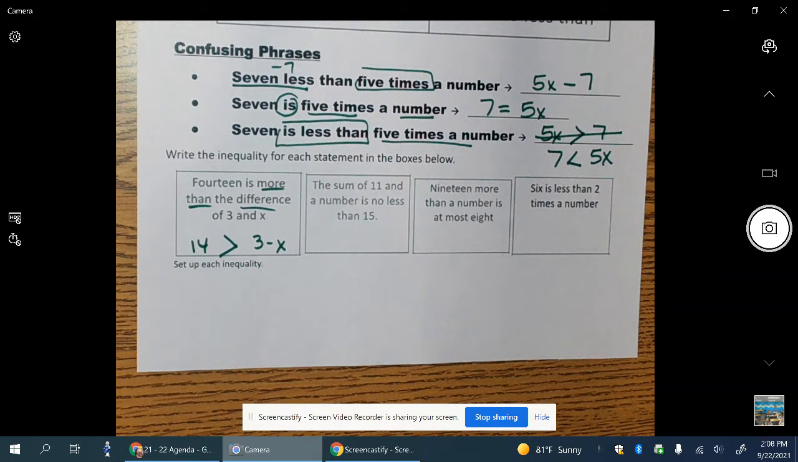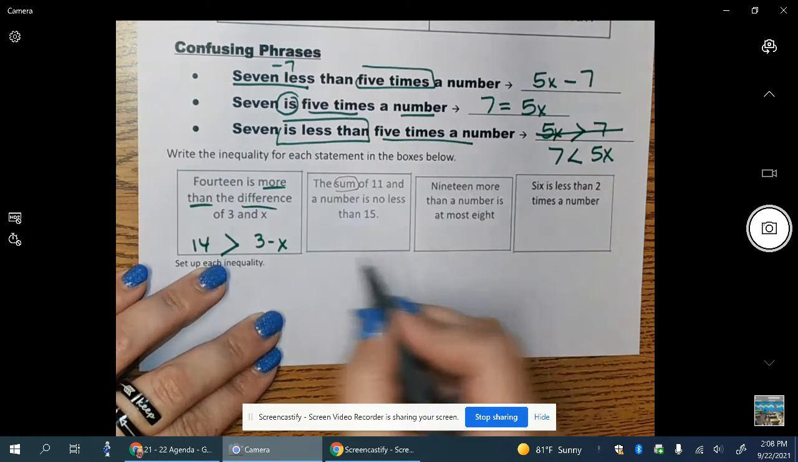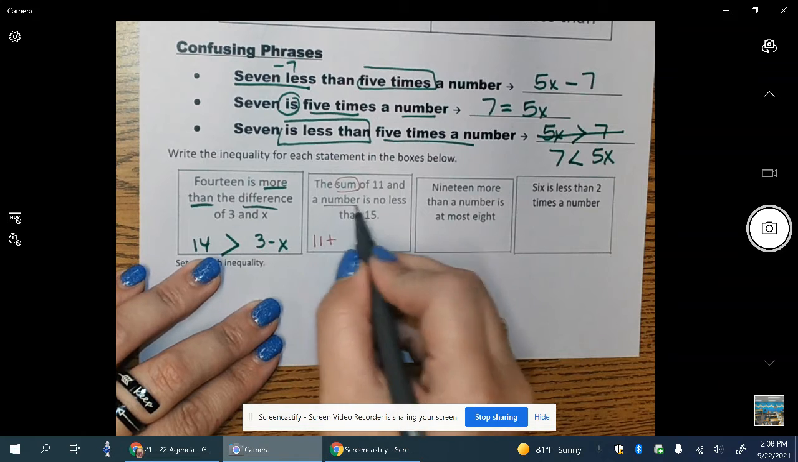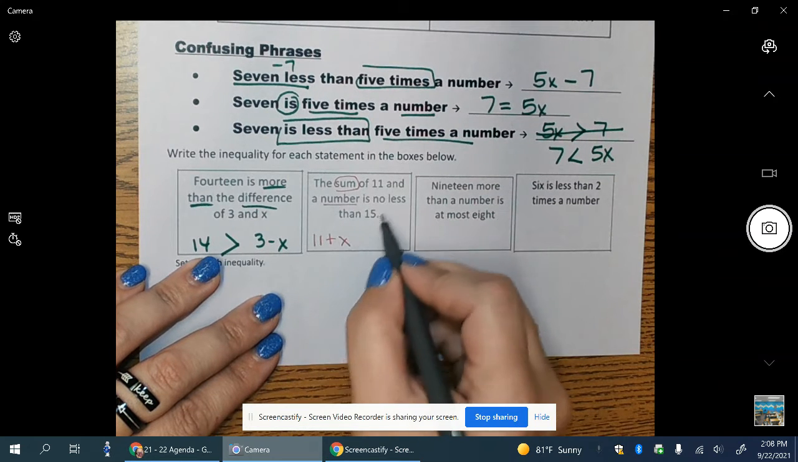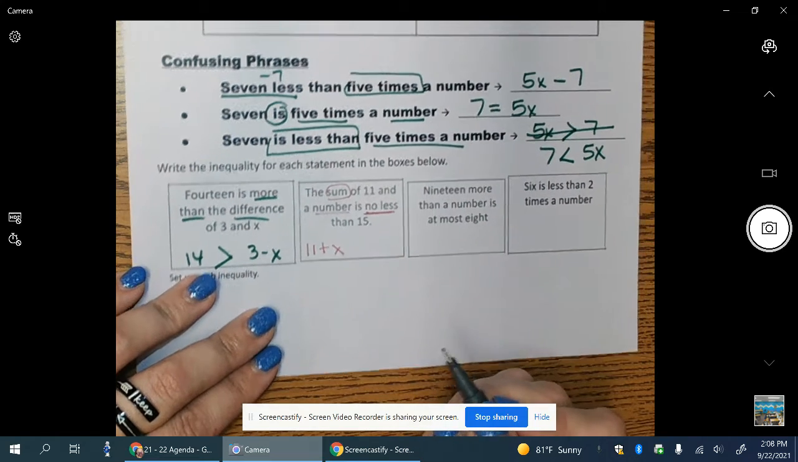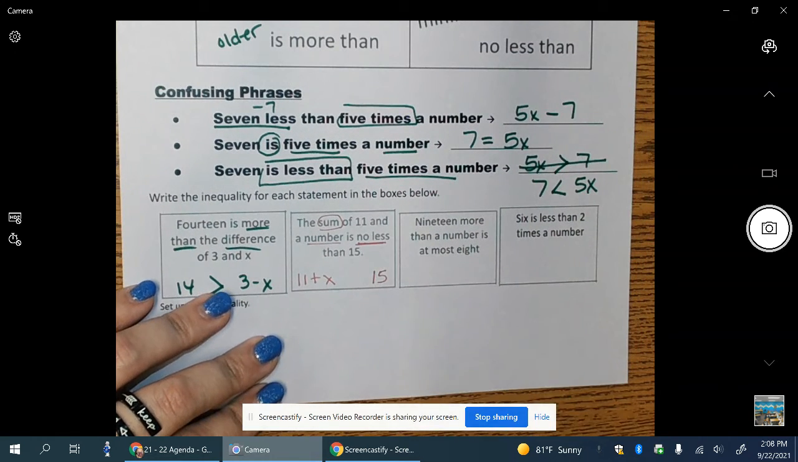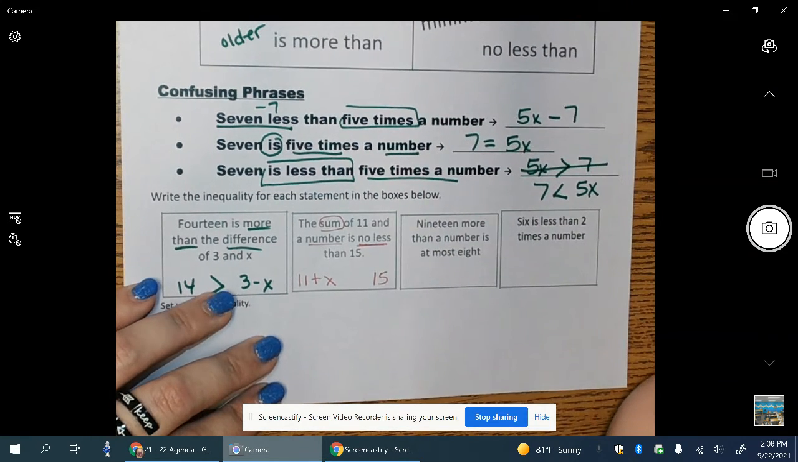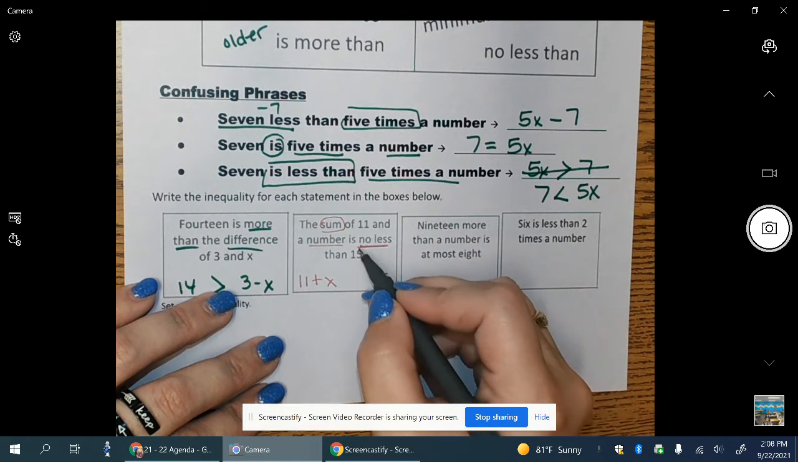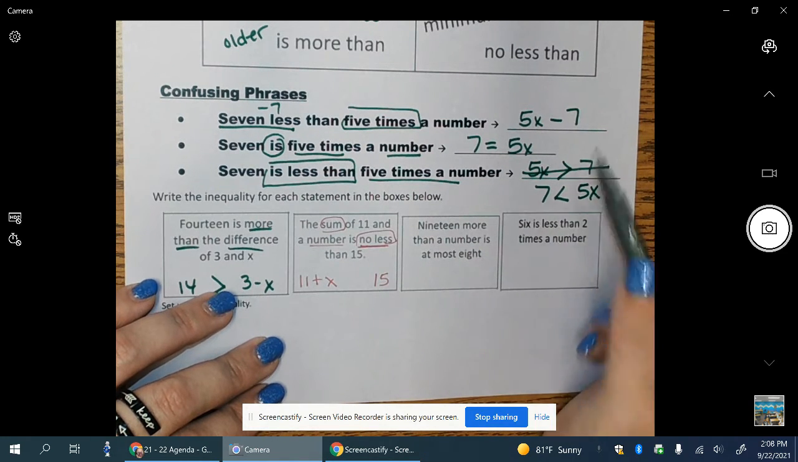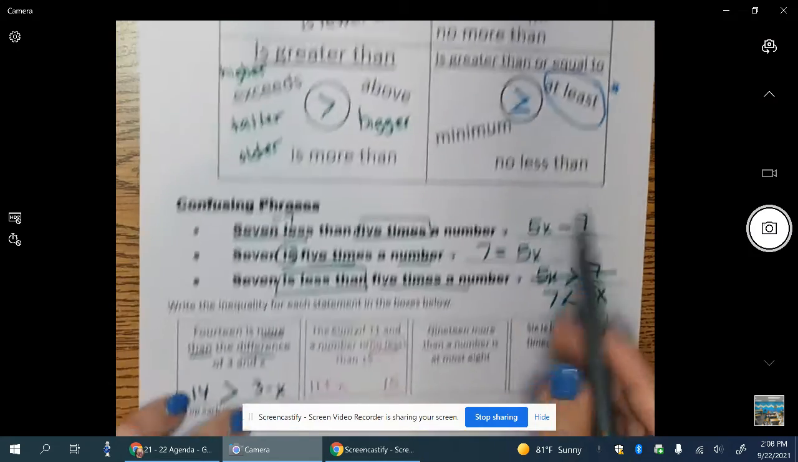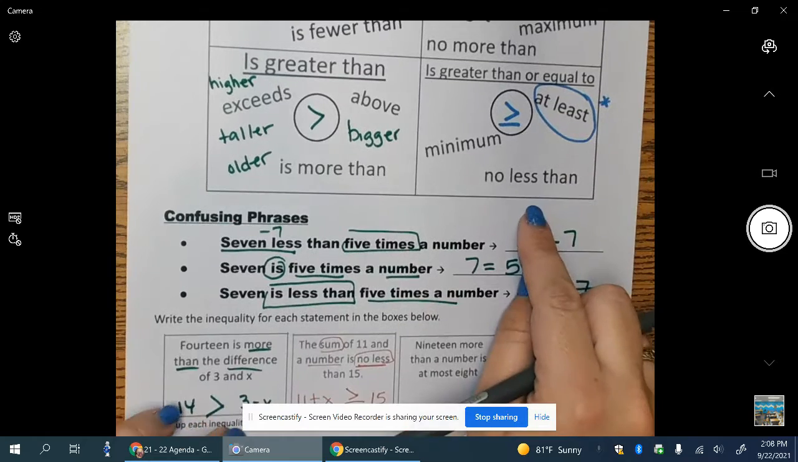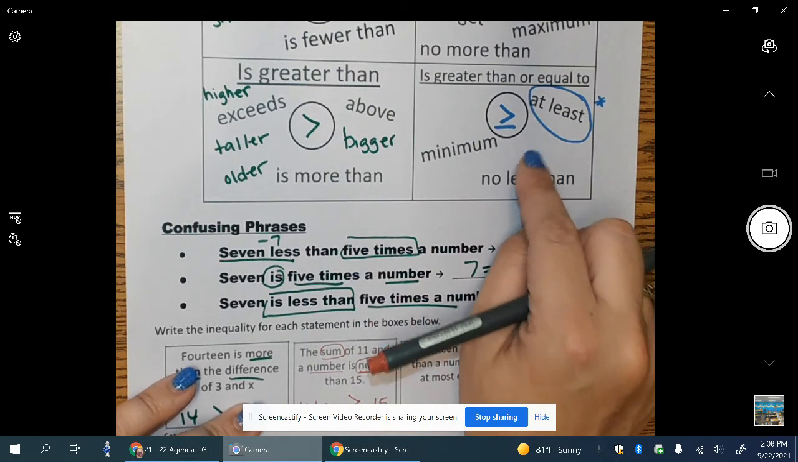Alright, the sum of 11 and a number is no less than 15. What words stand out? Sum. What does sum mean? Addition. What are we adding? 11 and a number is no less than 15. What's the symbol for no less than? It's okay to look up here. It's no less, it's greater than. Greater than or equal to. Guys, it's right here. No less than is greater than or equal to.